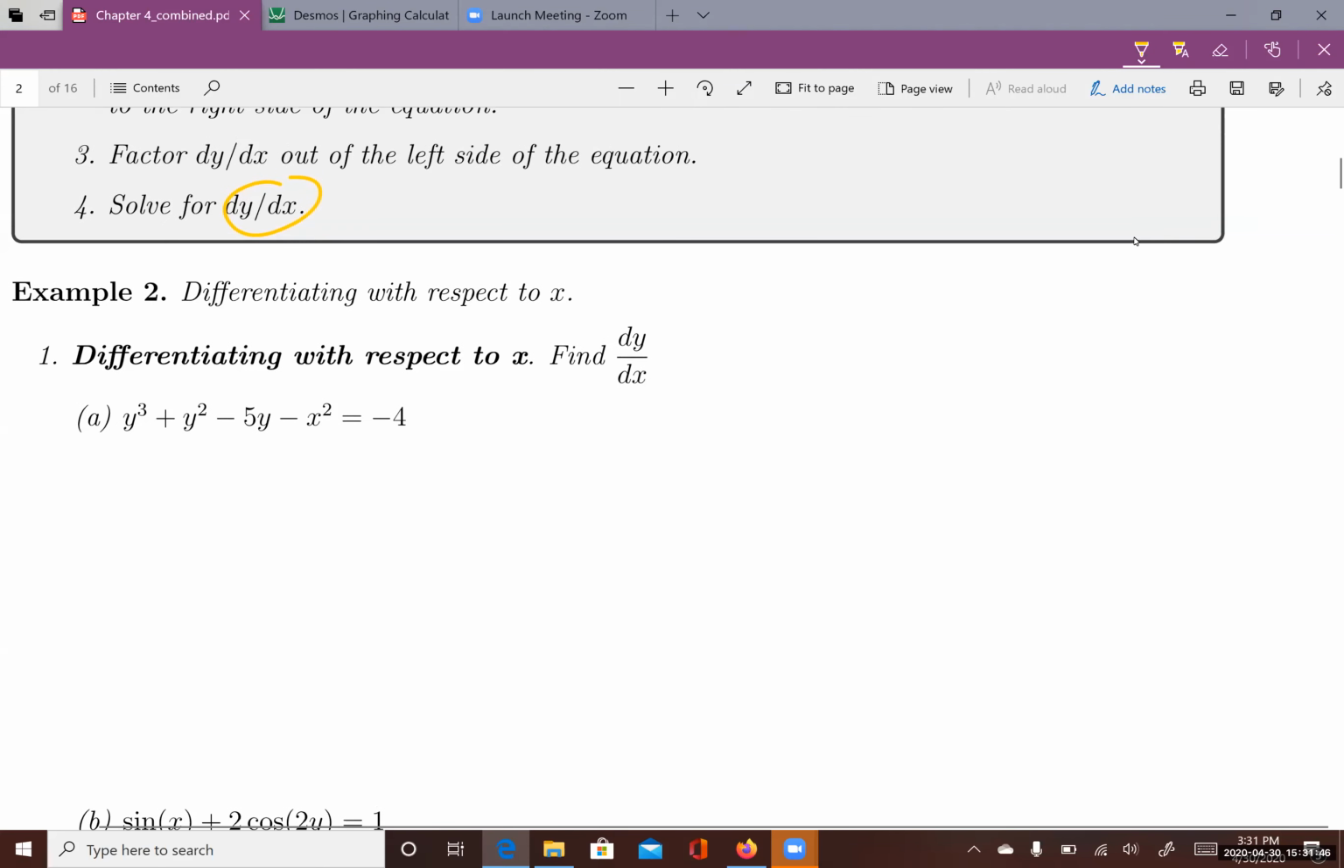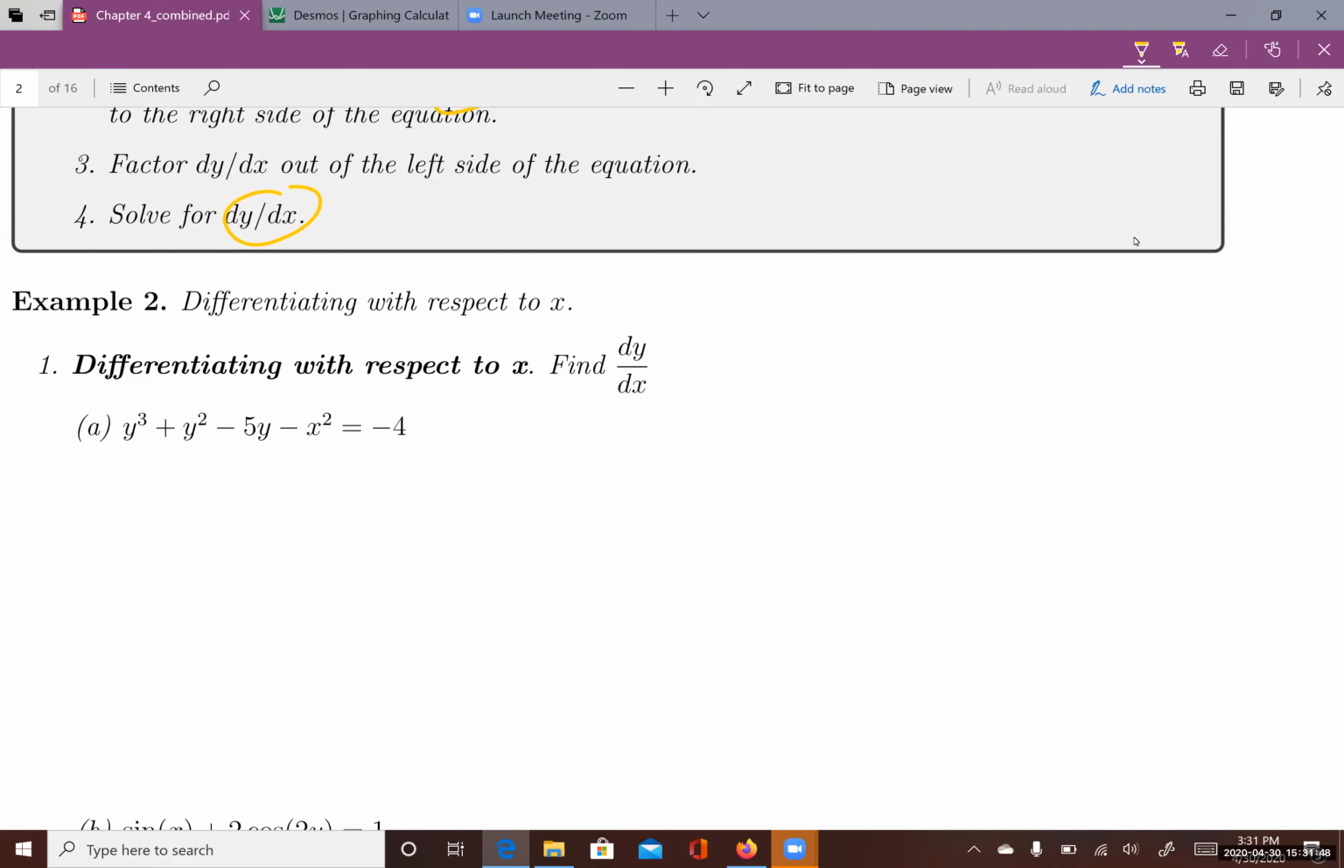Okay, let's look at an example here. Differentiating with respect to x to find dy dx. So you have an implicit equation, right? An equation in the implicit form. And then you want to find dy dx. And the first step is you take d over dx of both sides. Okay.